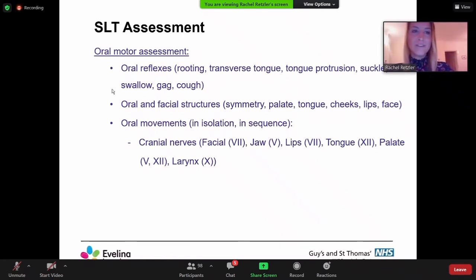We need to look at their oral reflexes based on their age and appropriateness. We need to look at their oral and facial structures. And we need to look at their oral movements in isolation as well as in sequence, and their cranial nerves, as this all has an impact on their feeding and swallowing.